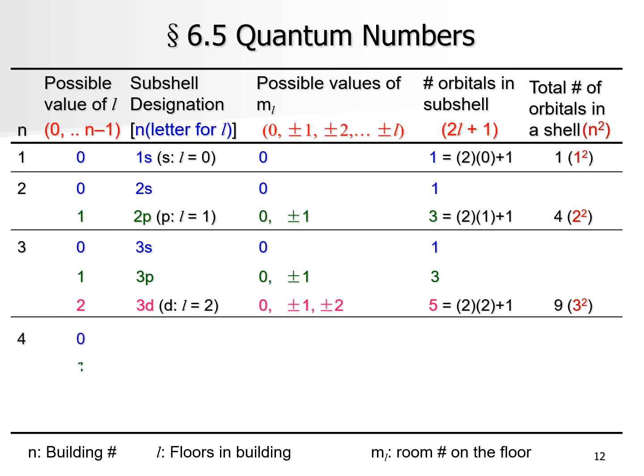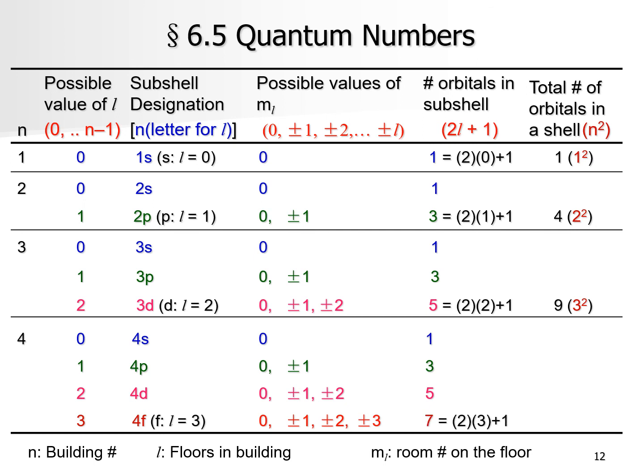Now, let's look at n equals 4. As we can see, we got 4 different values of l, and we got 4s, 4p, 4d. The only thing new here is for f, because f is for l equals 3. And we have 7 possible values of m sub l, indicating we have 7 orbitals. When we add them all together, 9 plus 7, it's 16. So 4 squared.